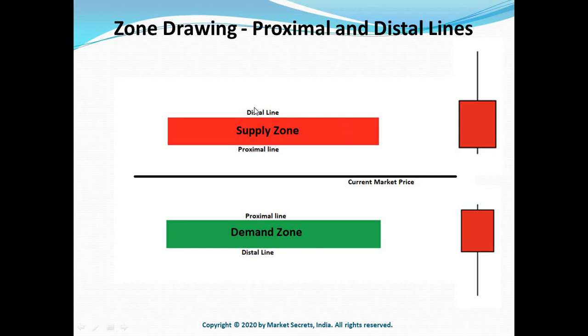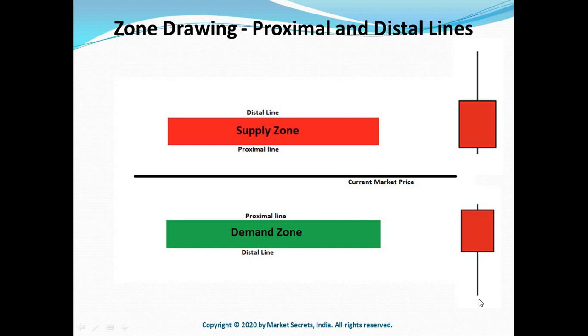But when it comes to the distal line, there are no exceptions. There is no flexibility. Your distal line should always follow a rigid rule because it is related to stop loss. So we will not be messing around with your distal line. It should always be the highest point in this entire supply zone. And when it comes to a demand zone, your distal line should always be the lowest point in that entire zone area. You should not alter this rule.